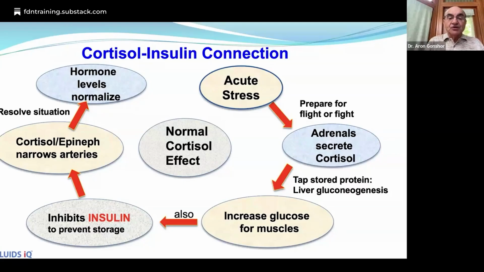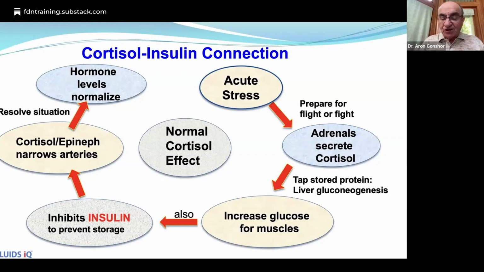The normal cortisol effect is there to act in acute stress. If you have acute stress, you prepare for fight or flight, right? Am I going to fight with the lion or the tiger coming at me, or am I going to run away as fast as I can? What do the adrenals do? They secrete cortisol. What does that do? It taps the various glucose entities lying in the liver. It says to the liver, start producing glucose and taking glucagon to change into glucose.